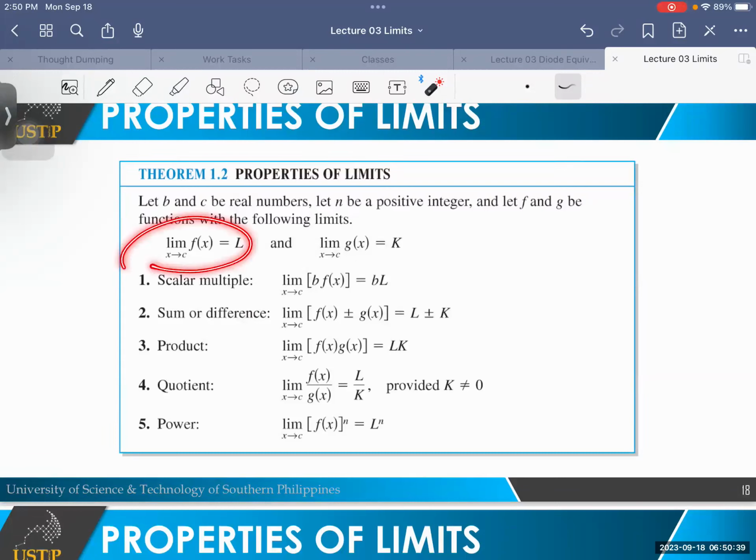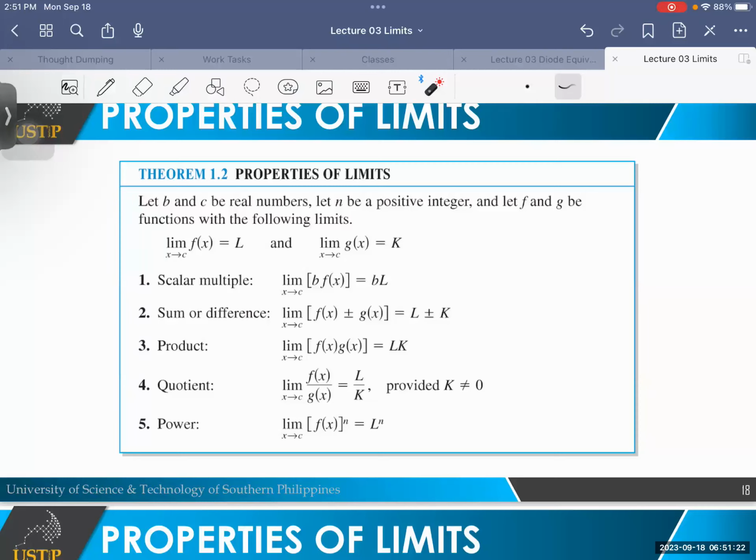Now, given the limit of f of x as x approaches c is equal to L. We have a certain limit for f of x, denoted by L. Same with g of x, but denoted by K. So how do we solve for the limit of a certain number multiplied by f of x, a scalar multiple? It's easy, because all you have to do is multiply the L, whatever that limit is, by your constant b value.